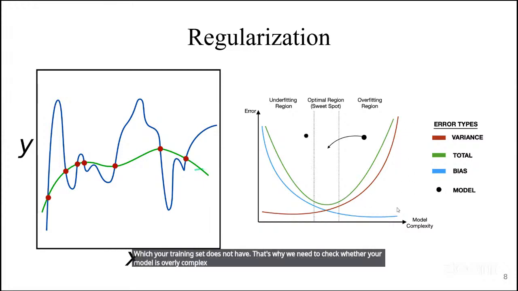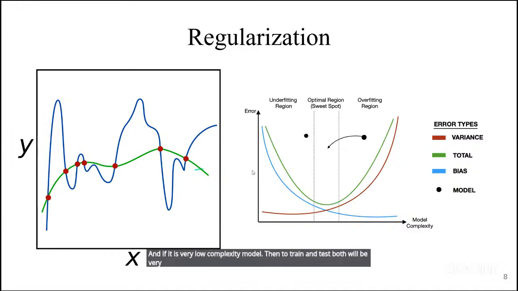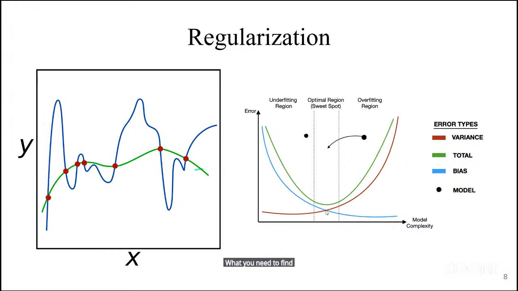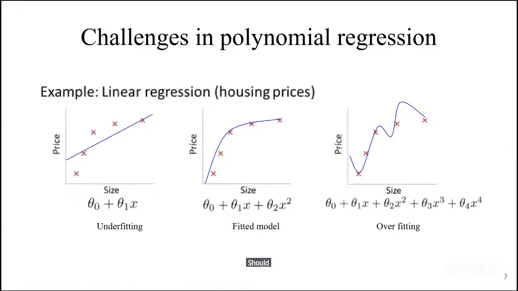That's why we need to check whether your model is overly complex. If it is overly complex, the test error will be very high and train error will be close to zero. And if it is a very low complexity model, then the train and test error both will be very high, which is easy to identify. What you need to find is a model that is in between, and that's why we need regularization, because we don't know what level of model complexity we should introduce. Say, for example, should we introduce x to the power 4, or should we include x to the power 10, or x to the power 100?